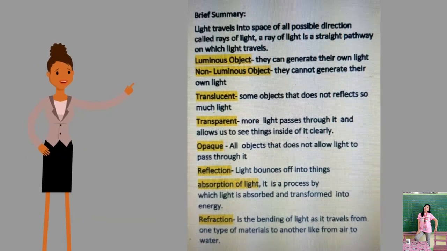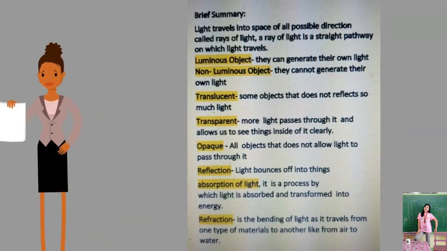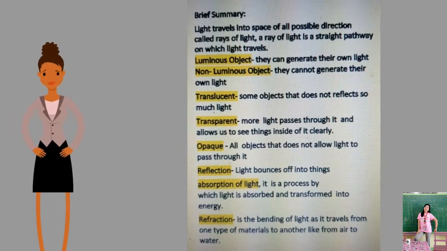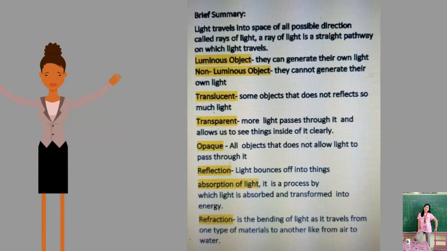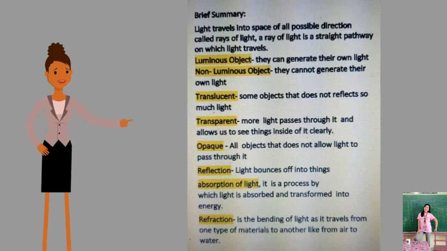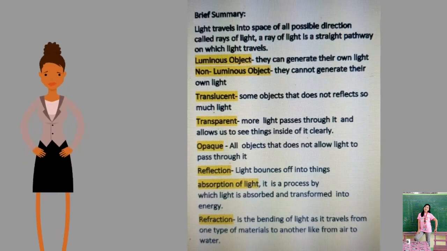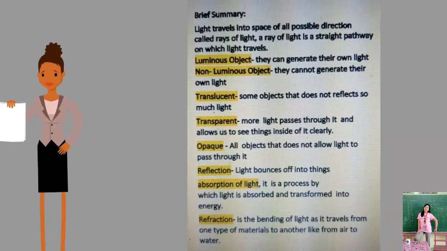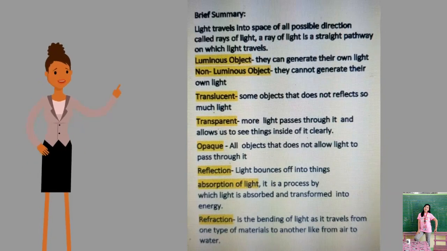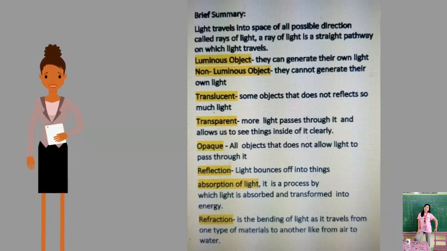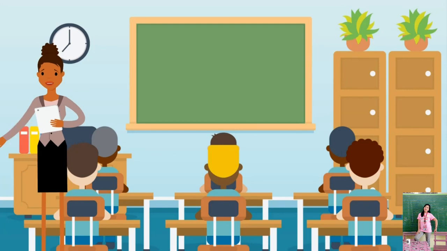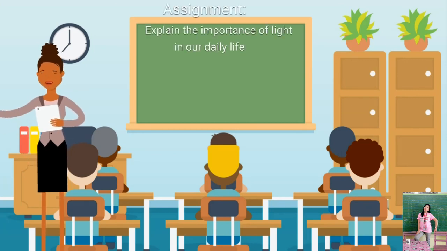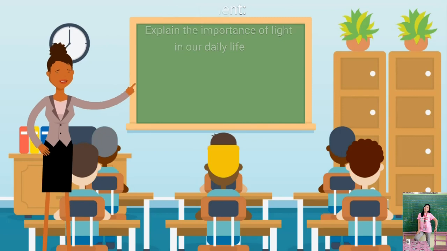Translucent objects do not reflect so much light. Transparent, more light passes through it and allows us to see things inside of it clearly. Opaque objects do not allow light to pass through them. Reflection, light bounces off of things. Absorption of light is a process by which light is absorbed and transformed into energy. Refraction is the bending of light as it travels from one type of material to another, like from air to water. And for your assignment, explain the importance and uses of light in your daily life.